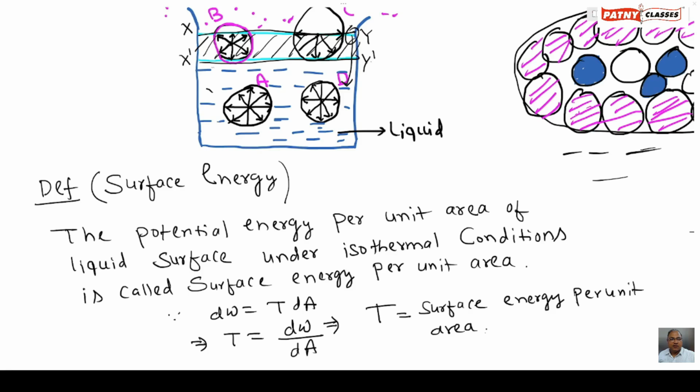So, the definition of surface energy once again: the potential energy per unit area of the liquid surface under isothermal conditions is called surface energy per unit area. Since work done is given by surface tension multiplied by change in surface area, therefore T equals dW upon dA, which implies surface tension is equal to surface energy per unit area.